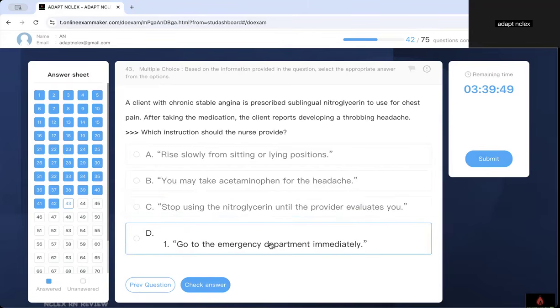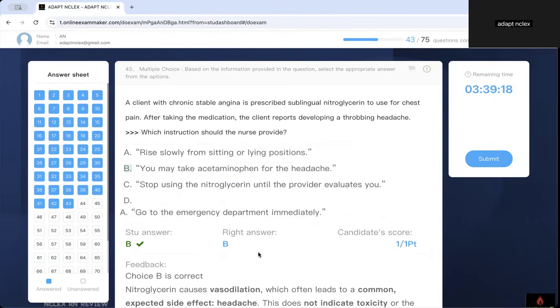The headache, because it's a vasodilator, more blood goes to your head. Your skin is going to flush. You're going to get a headache. You're going to get edema. You should change position slowly. These are all associated with the medication. Changing position slowly does not affect your headache. It helps with the orthostatic hypotension that you may experience. Therefore, take something specifically for the headache, and that is acetaminophen.